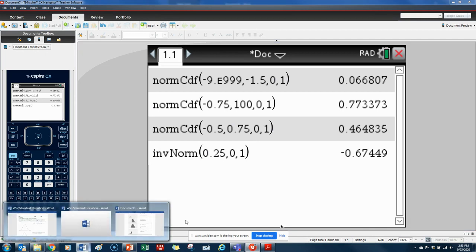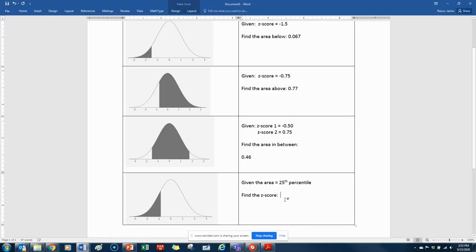And so we just type that. Negative 0.67. Okay, that's it. So remember again, sometimes some problems would give you the area to the right. And so make sure to subtract that area from 1 to get the area to the left, because that's the area that would be computed using the inverse normal.